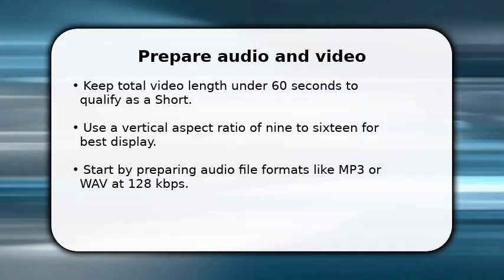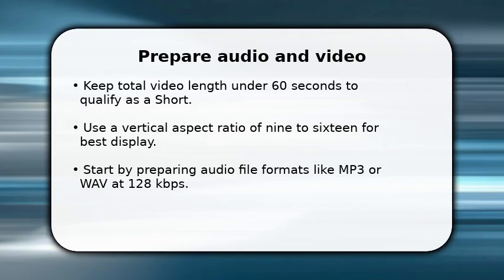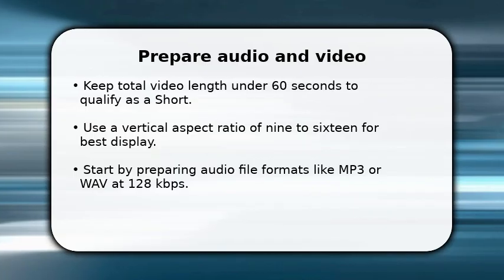Today, I will show how to add and manage sound for YouTube Shorts on PC. Start by preparing audio file formats like MP3 or WAV at 128 kbps. Keep total video length under 60 seconds to qualify as a short. Use a vertical aspect ratio of 9:16 for best display.